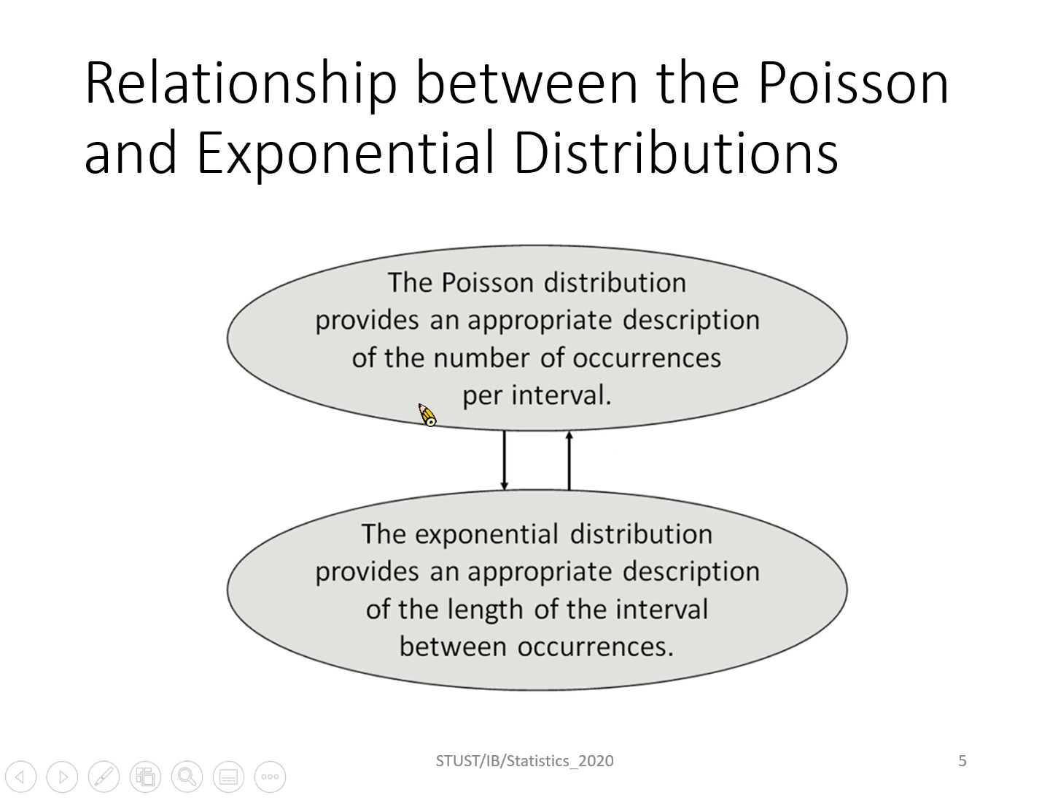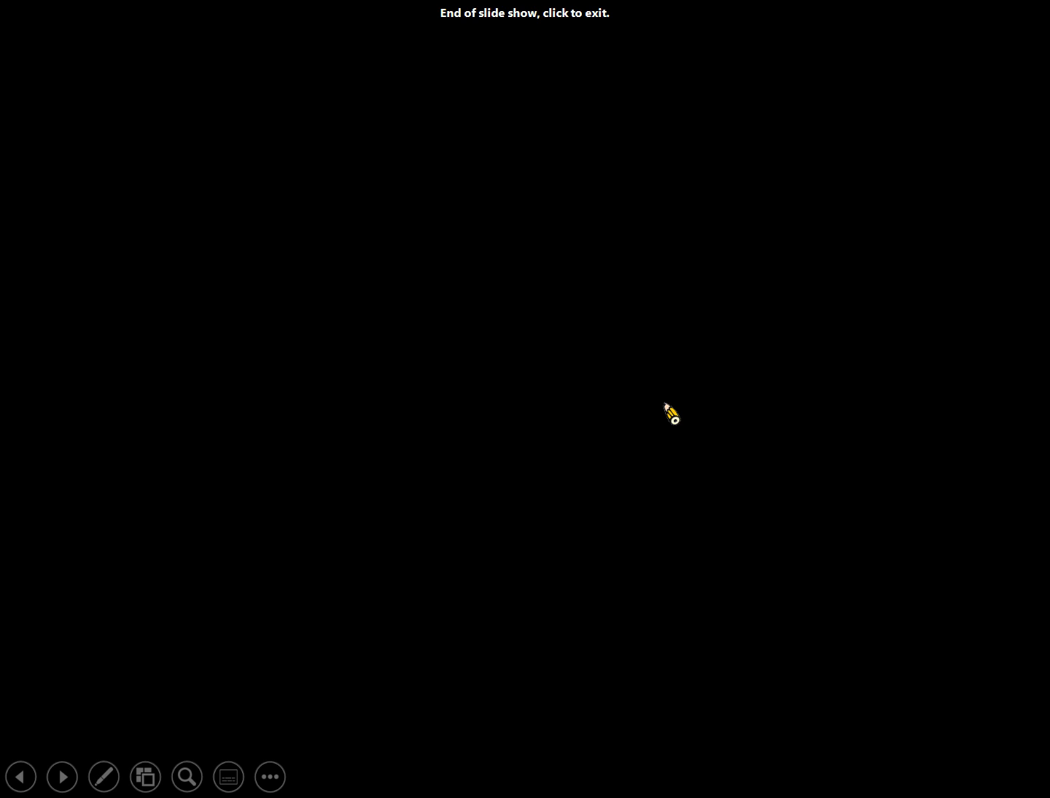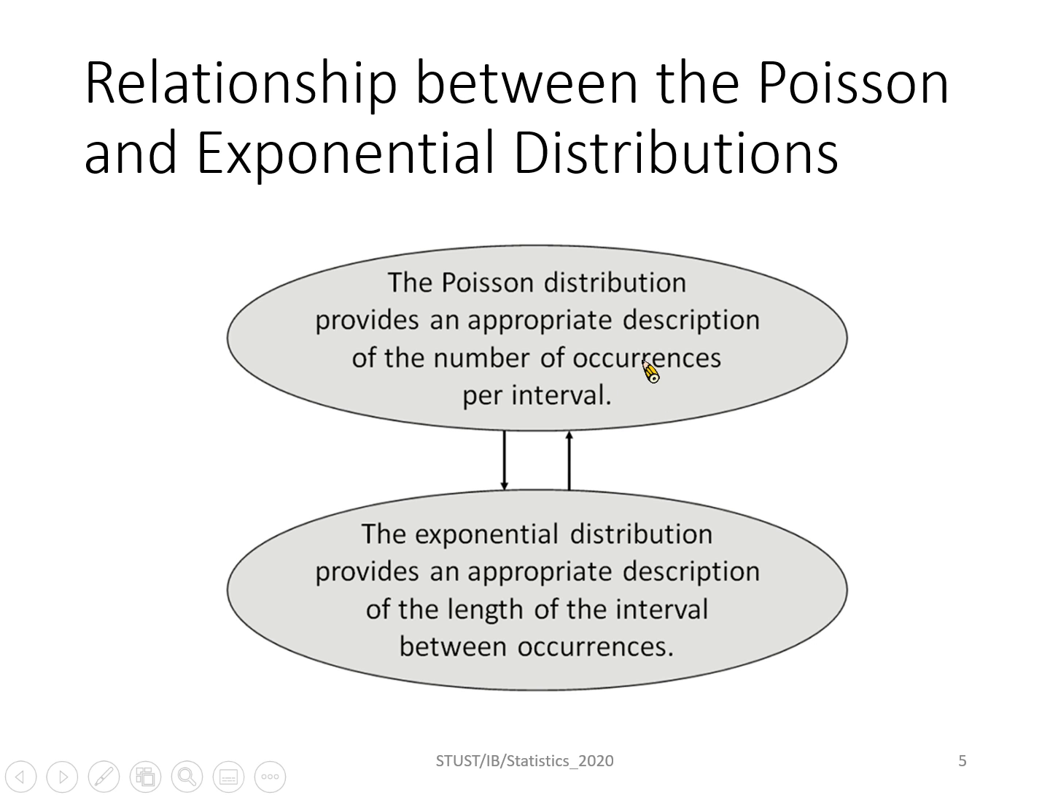The one focuses on an interval of time, the number of occurrences, and its probabilities. The second focuses on two occurrences, calculating the length of the interval between them and its probabilities.